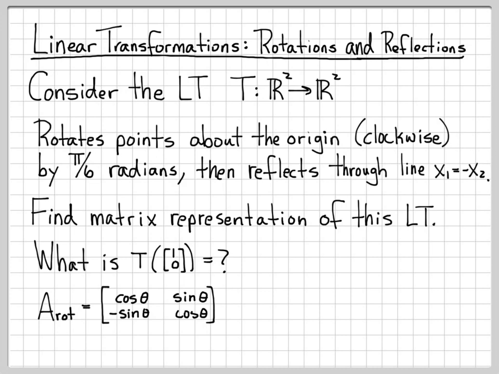For our specific case, we're not rotating by theta radians, we're rotating by theta equals pi over 6. So if we replace all the thetas with pi over 6 and compute cosine theta and sine theta, our rotation matrix turns into this matrix right here. If we were just doing a single rotation, we'd be done. This would be our matrix representation, but this is just one part of the full linear transformation in this problem.